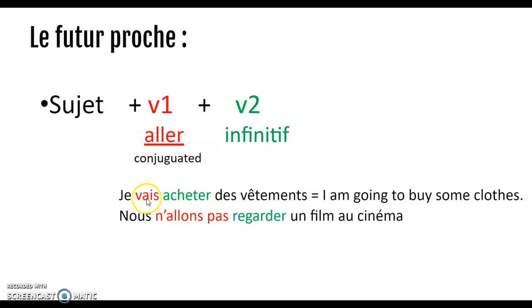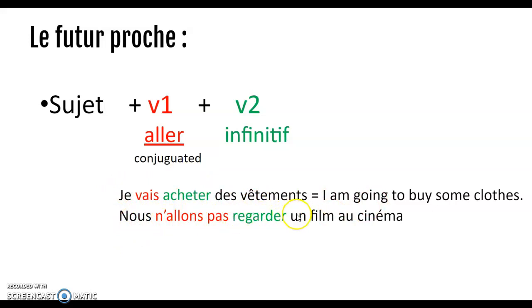So in this example, je vais acheter des vêtements. I am going, which is vais, to buy, acheter des vêtements. We do this in English. We conjugate our first verb and we don't conjugate the second. In English, we say I am going. In French, we just say je vais. And then we've left to buy infinitive like it is in English, so we leave it infinitive in French. Je vais acheter des vêtements.